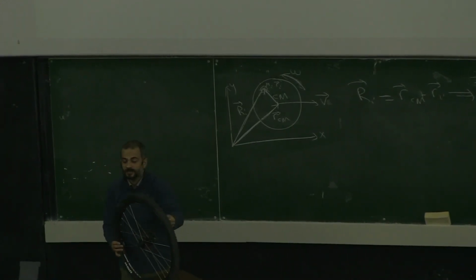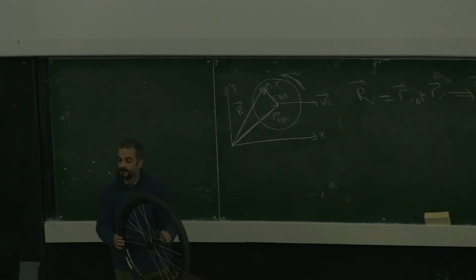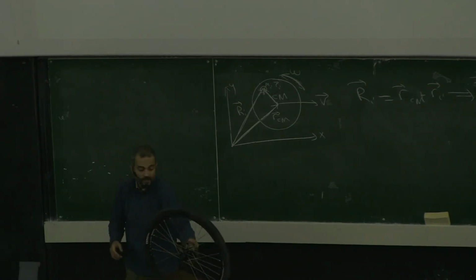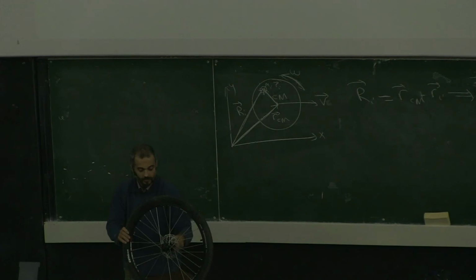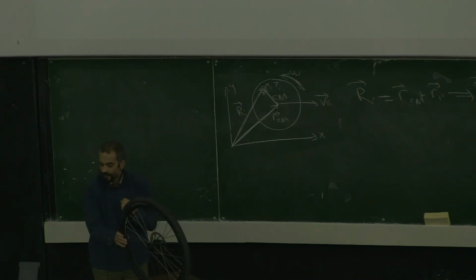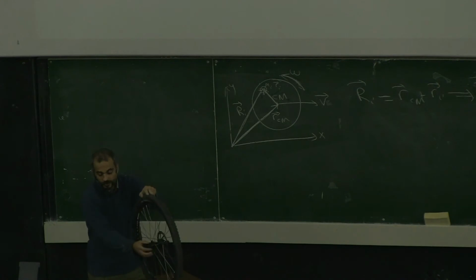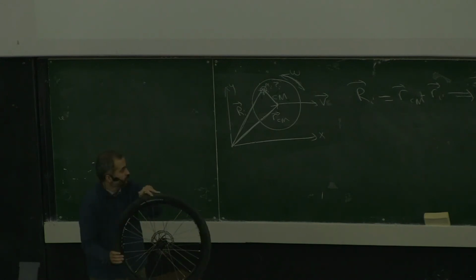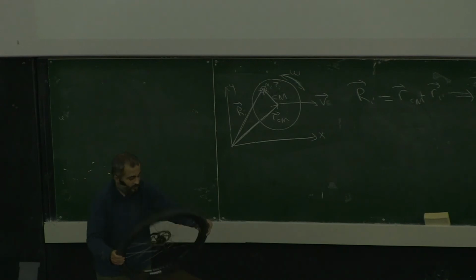Let me just pick this reference point. The center of mass is moving relative to me, but this point is also moving relative to the center of mass. So the velocity of that point relative to me will be the velocity of the center of mass plus the velocity of this point relative to the center of mass. It will be the sum of those two velocities, and that is what we are writing over there.